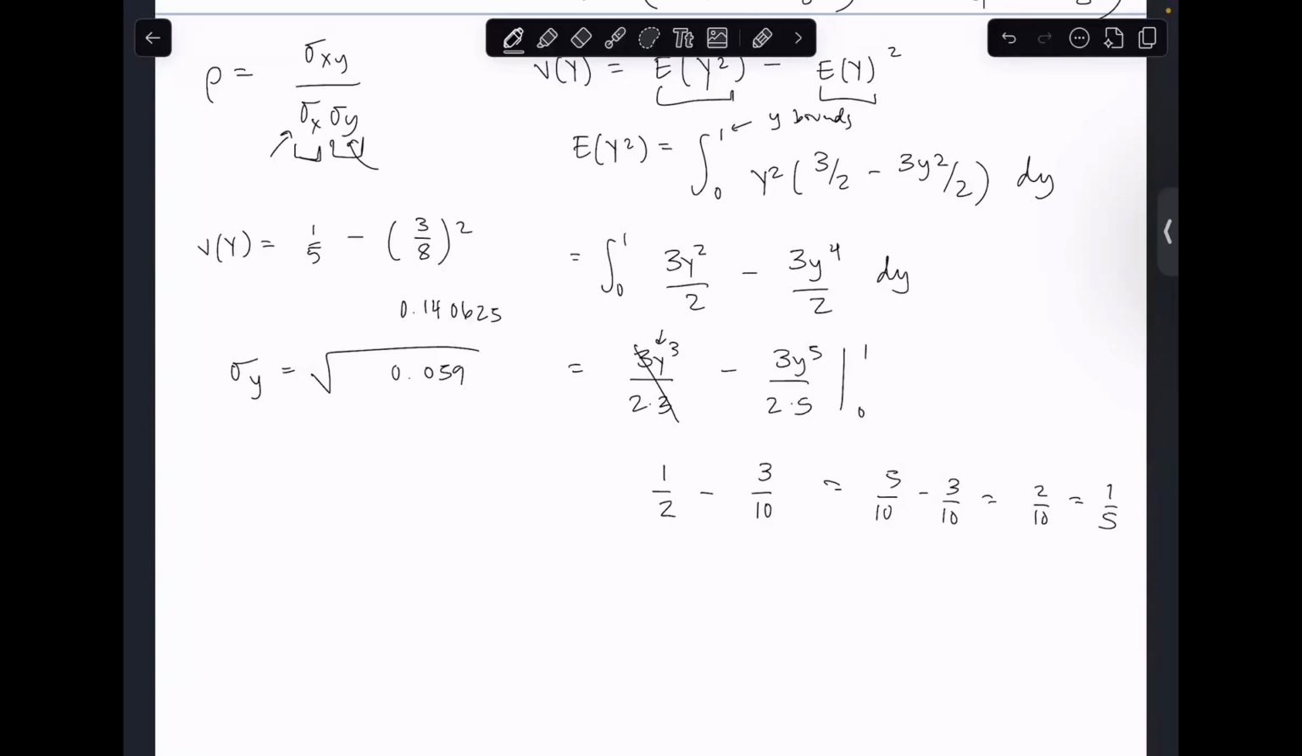Last thing is we need to find the covariance. So do we remember how to find covariance? Anyone remember? From the beginning? We did do that, but that's not necessarily the covariance. Covariance is going to be the expected value of x times y minus the expected value of x times the expected value of y, right? Good news is we have this and we have this. Bad news is we don't have this.